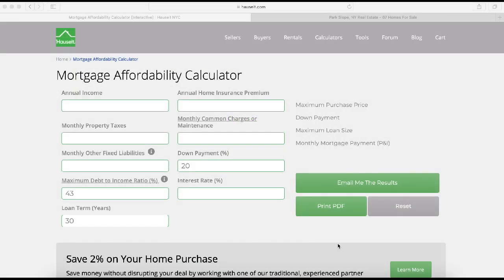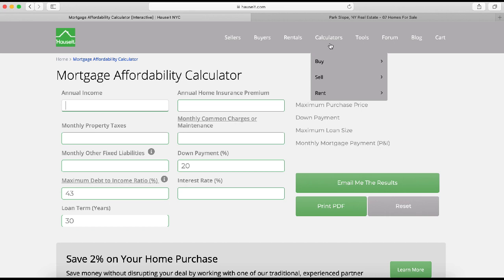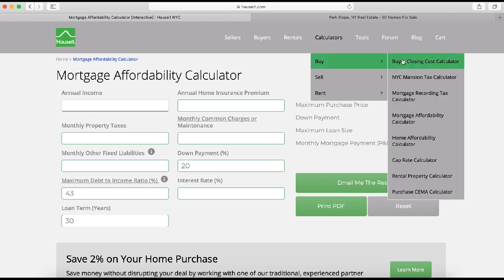In this tutorial, we will be walking you through how to use the mortgage affordability calculator available at Hauseit.com. If you're not already on the calculator page itself, you can visit the Hauseit website. The spelling is up here. Go to calculators and click on buy and go down to mortgage affordability calculator.